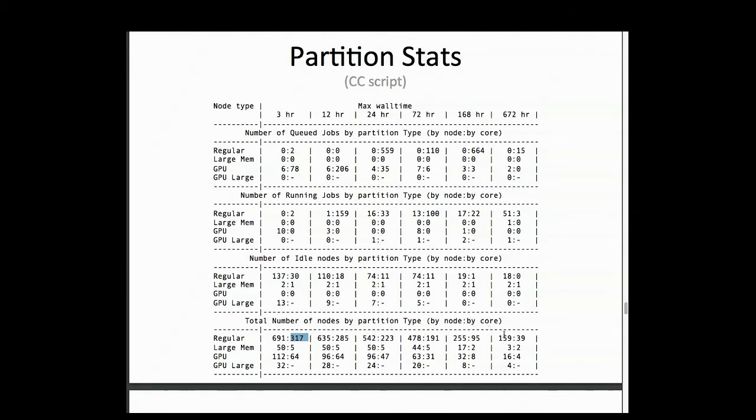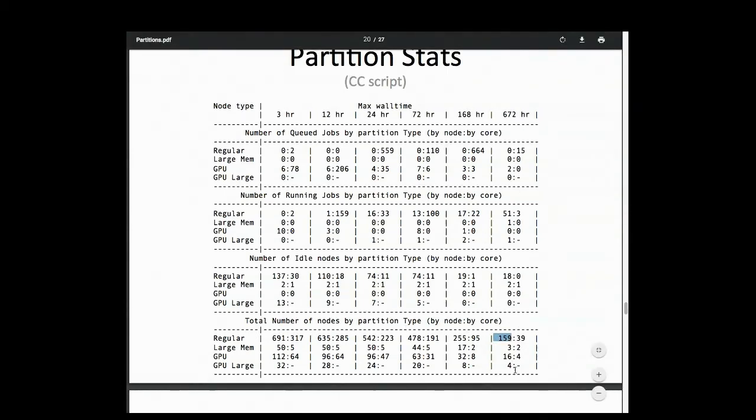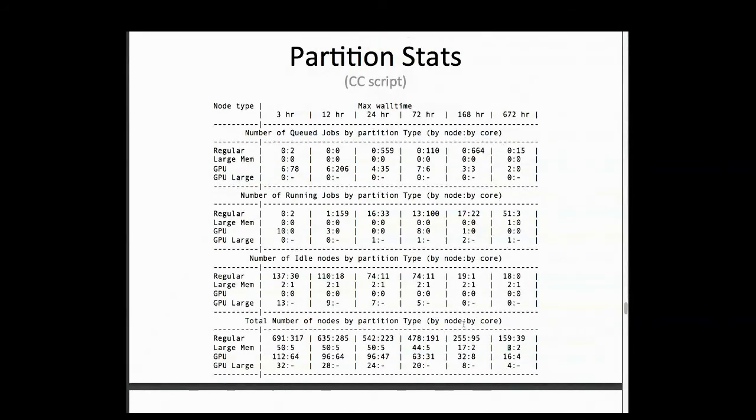But as we see here, if you're asking for 28 days, only 159 of the 691 nodes are available for the regular jobs. For the large memory, only 3 of the nodes are available out of the 50 that are available for 3-hour long jobs. So basically, you should be looking at here, and if you can, you should be using whole nodes. You should be running your jobs as short of a wall time as possible, and then you will get access to as much of the resources as possible.